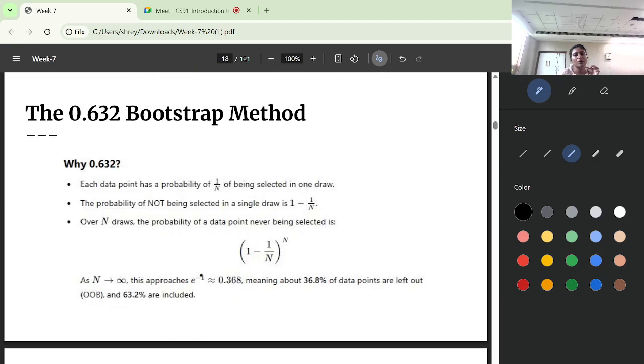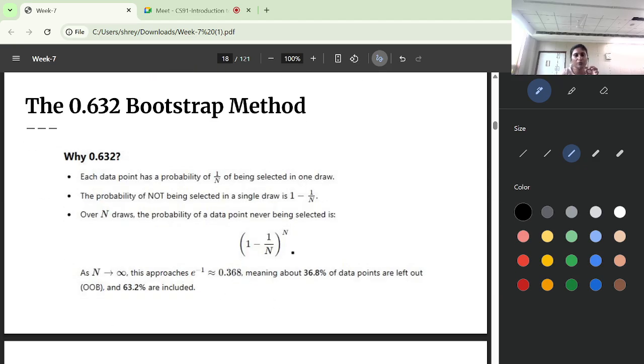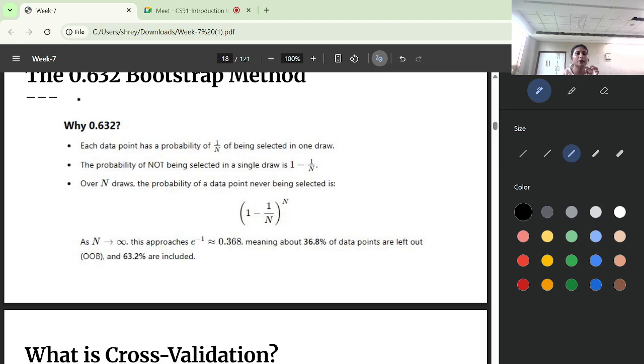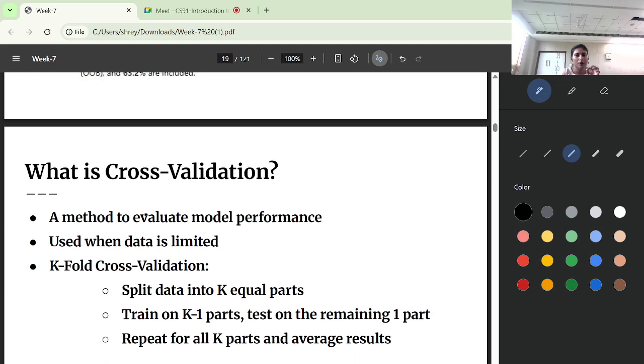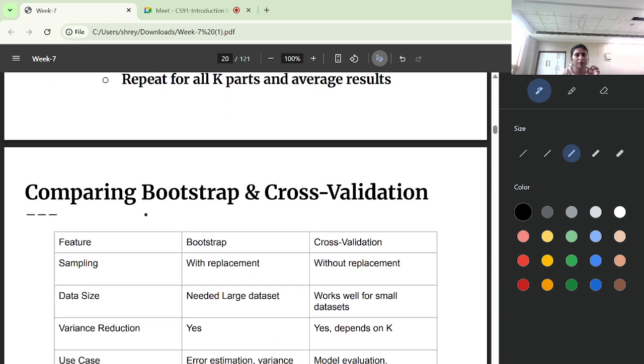Okay, so this is the probabilistic measure. You can go towards it, that is how this magic number 0.362 comes here. And this we have already done.